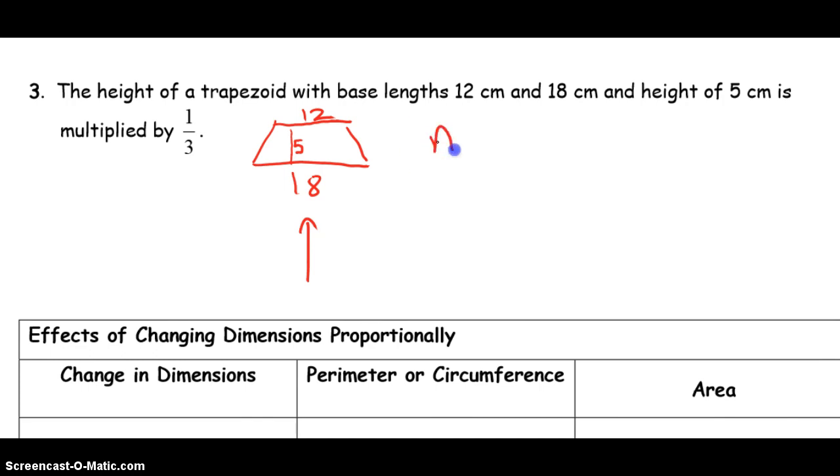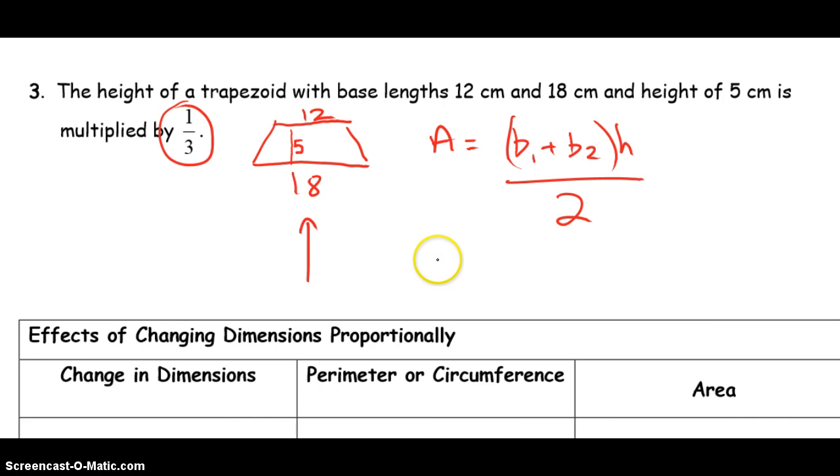So let's just write our area formula for a trapezoid, okay? It's B1 plus B2, all of that times the height divided by 2. They've just said that they want you to multiply the height by 1/3. So the new shape is going to be bigger or smaller. Well, 1/3 should give you a clue that it's going to be smaller. And how many times smaller is it going to be? Well, it's going to be 3 times smaller.